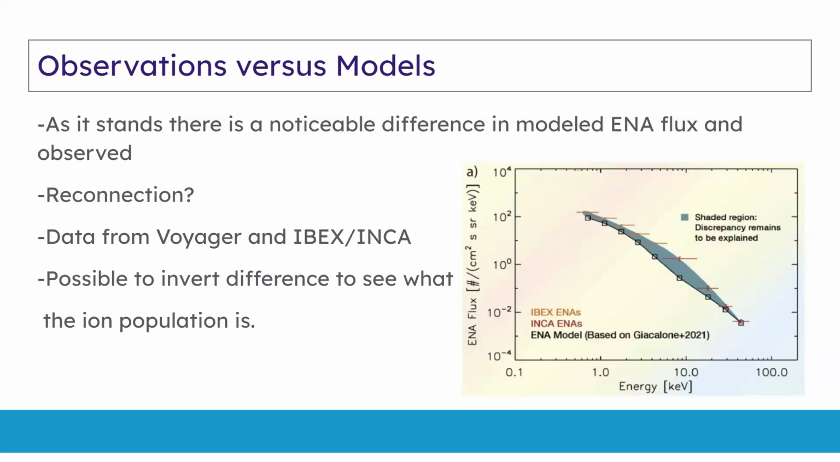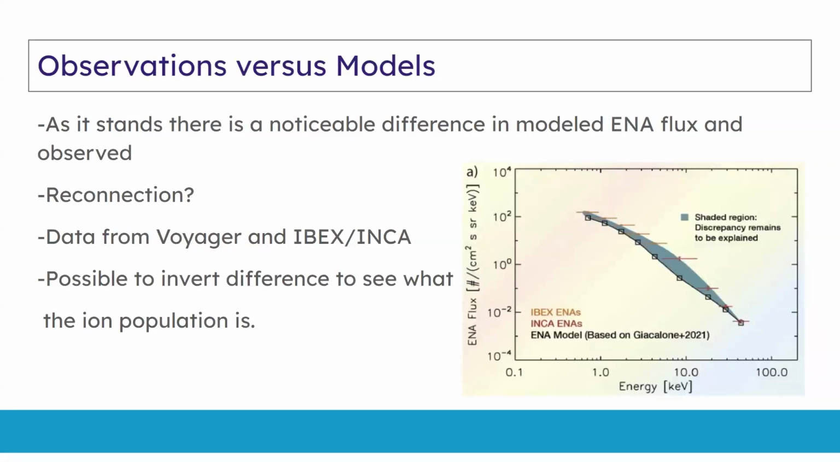We send these instruments out into the termination shock and collect measurements, and we modeled what we think should happen to the energetic neutrals. This should be the energy spectra that we get. But then we get these observations, and this is a log plot. This is a huge discrepancy. What's going on here? I'm going to hypothesize that it could be reconnection happening in the heliotail, accelerating ions and giving us this energetic neutral flux that we did not expect.